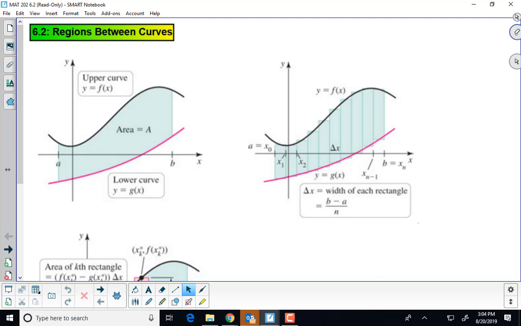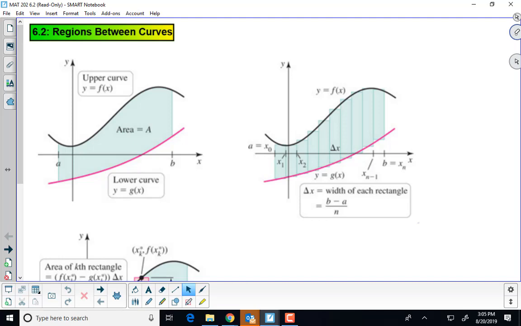And 6-2 is a practical section in that we're going to solve some really, really concrete problems. And it's also a great geometric section. It's going to extend some of the integral geometry that you learned in Calc 1. So let's go ahead and talk about how to find the area between two curves.